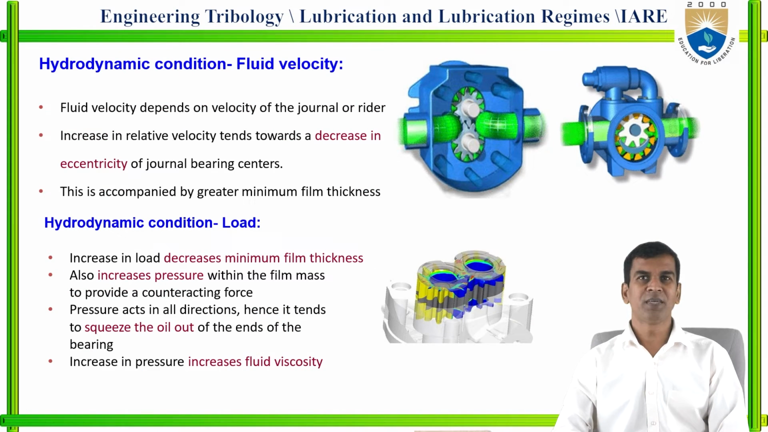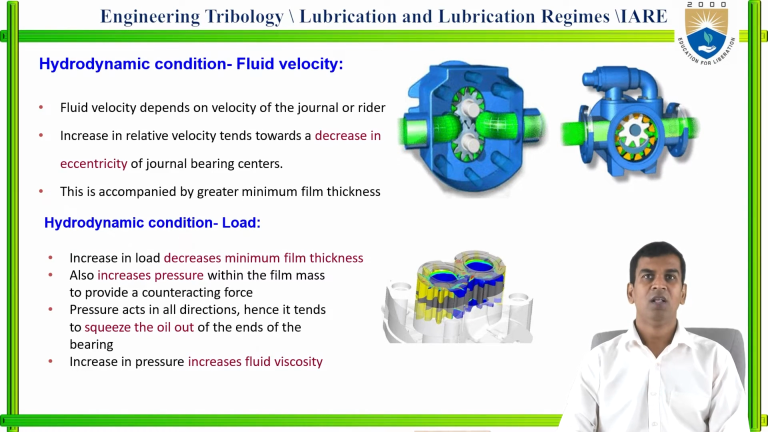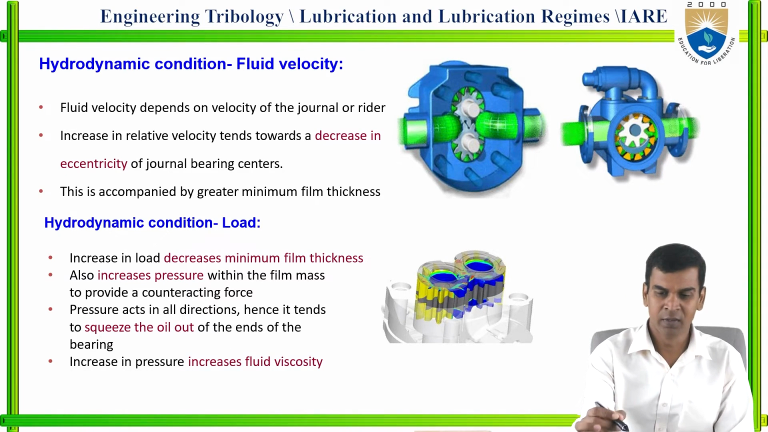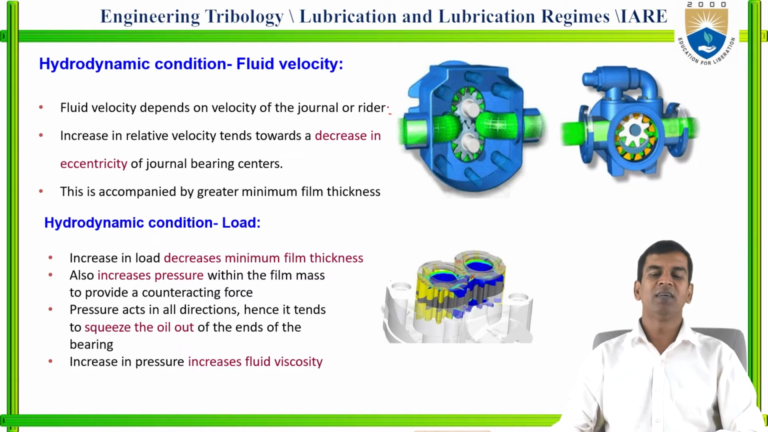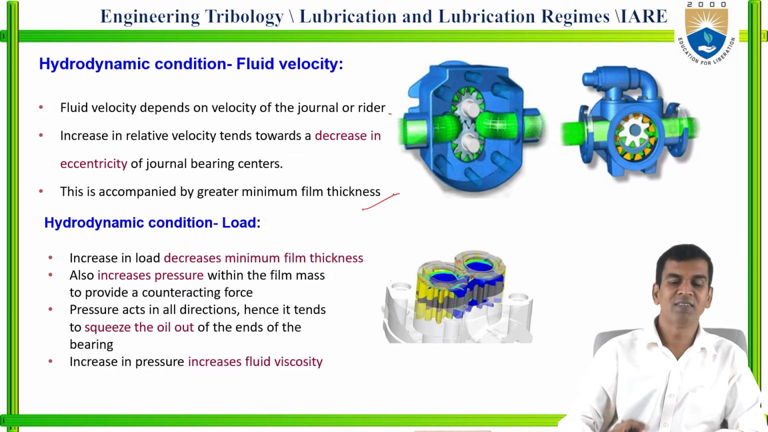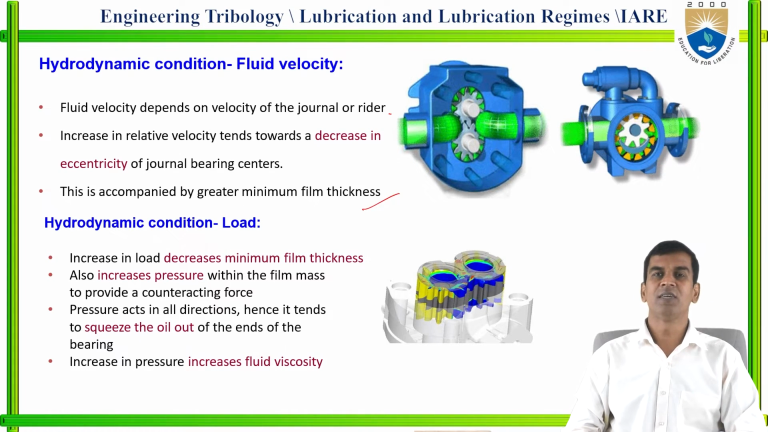Now see here, the hydrodynamic condition and the fluid velocity, and the hydrodynamic condition and the load. Fluid velocity depends upon the velocity of the journal or rider. Fluid velocity increases with the relative velocity, which tends towards a decrease in the eccentricity of the journal bearing. Increase in velocity decreases the eccentricity of the journal bearing. This is accomplished by minimum film thickness. If the thickness is minimum, relative velocity will increase.